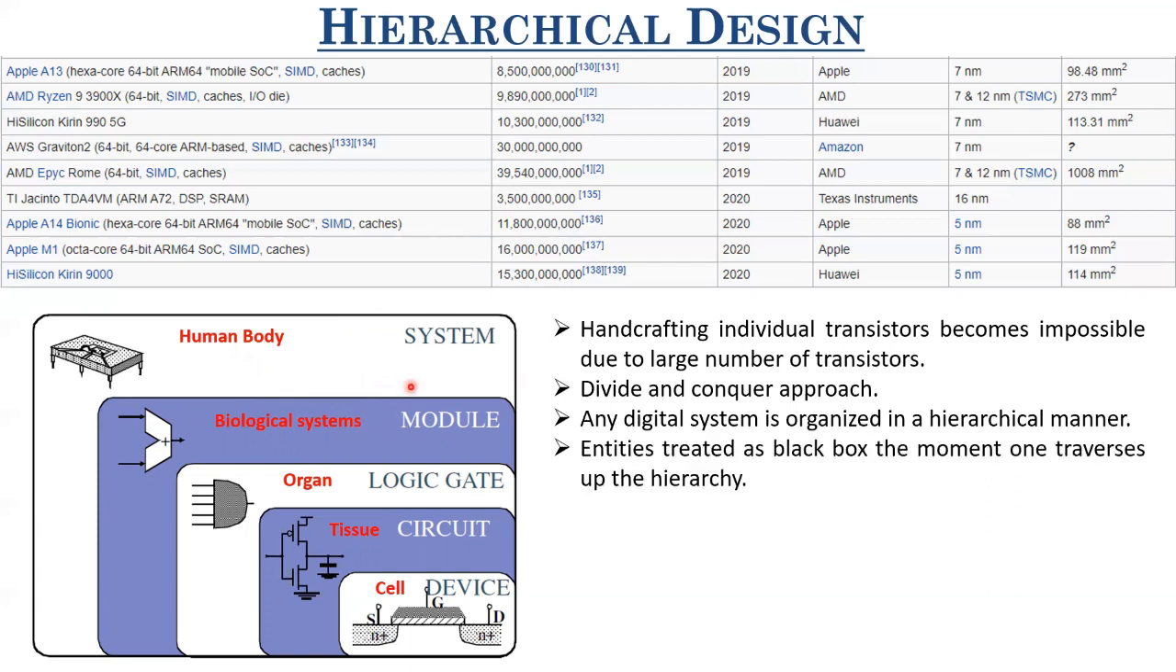Let us look at how. As you move up this hierarchy, when you go from devices to circuits, the circuit designers would treat the device or transistor as a black box. All of the entities in the previous hierarchy level are treated as a black box. That is, we are only interested in their behavior. We are not interested in their detailed characteristics.